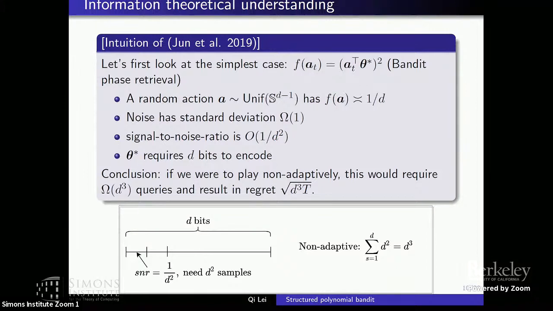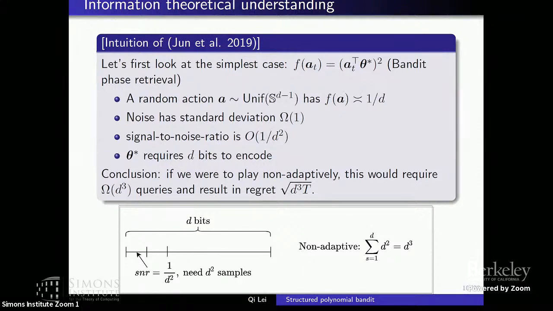Let's first look at the simplest case, where the function is of this form, A transpose some parameter theta squared, which is just the rank 1 case, or named bandit phase retrieval. So with a random action A sampled from the unit sphere, the expected reward is of order 1 over d. And recall that we assume the noise has standard deviation at least order 1. Therefore, the signal to noise ratio, or SNR, is at most 1 over d squared.